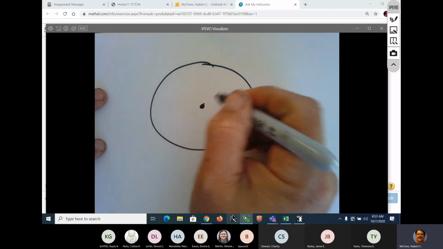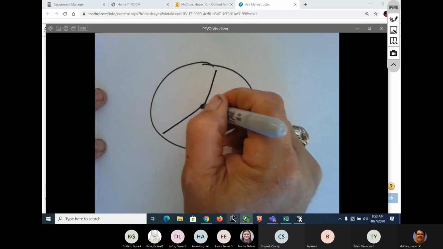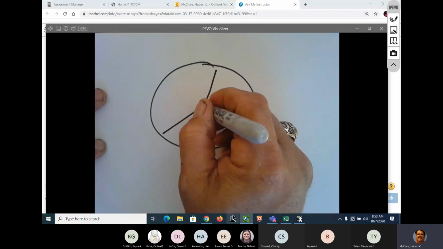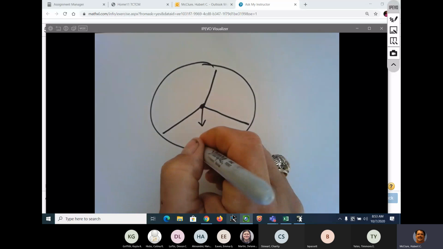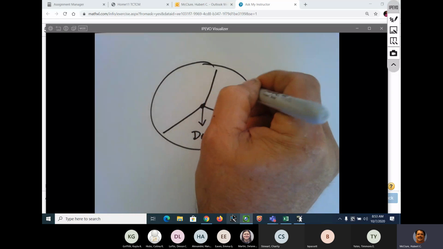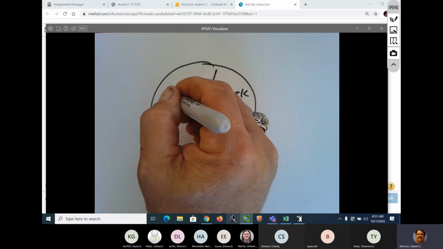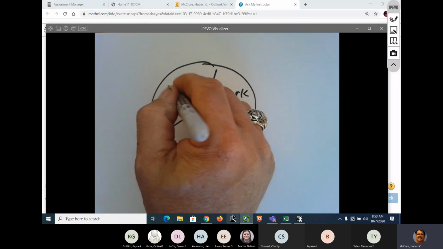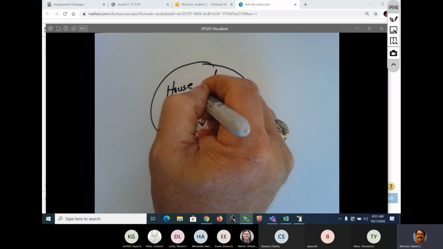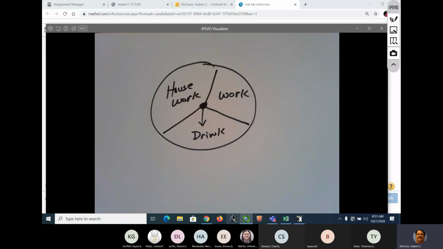You got a 3-space spinner, and the bottom, and you put a needle, and the needle always falls down for gravity. And drink, work, and something else. I can't remember. Housework. And then it says drink. And it always falls on drink. I don't know if y'all seen that on Facebook or not, but anyway, there's a 3-space spinner. Let's see what they put on theirs.